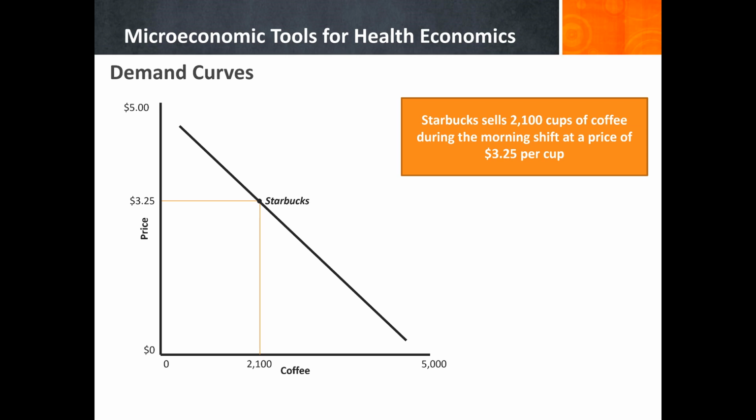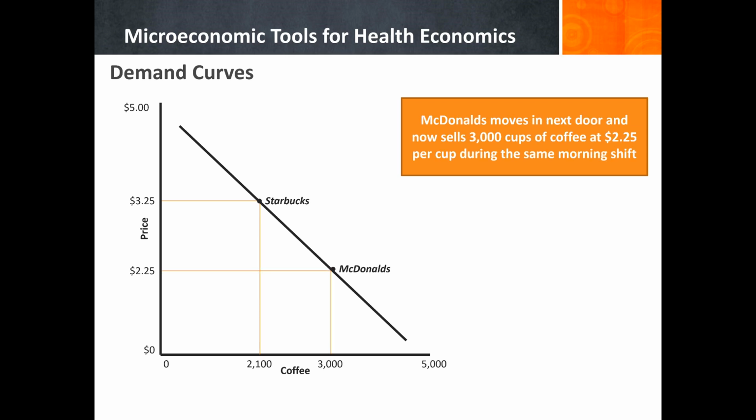And so here, Starbucks is selling 2,100 cups of coffee during the morning at $3.25 a cup. So the demand curve there is shown on the line. And then if I raise the price up, you would go to the demand curve to see where it falls.